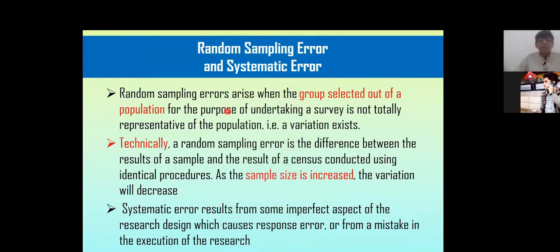Now random sampling error arises when the group is selected out of the population. I think you know that one is a census, one is a population, and another is your sample. Census means when you are going to count every person in the country. And the population is when you are drawing some people from the census. For example, if you want to test a new concept in the circle market, definitely the people who are living in the circle, that is your population.